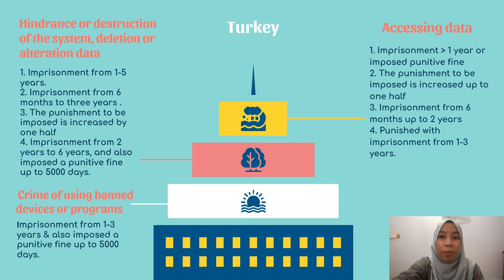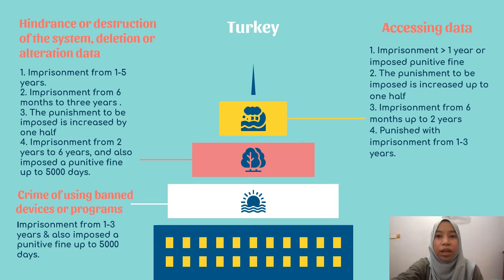The second one is any person who damages, deletes, changes or prevents access to data or installs data in the system or sends the available data to other places is punished with imprisonment from 6 months to 3 years. And the third one is the punishment to be imposed is increased by 1/2 in case of commission of these offences on the data processing system belonging to a bank or credit institution or public institution or corporation.